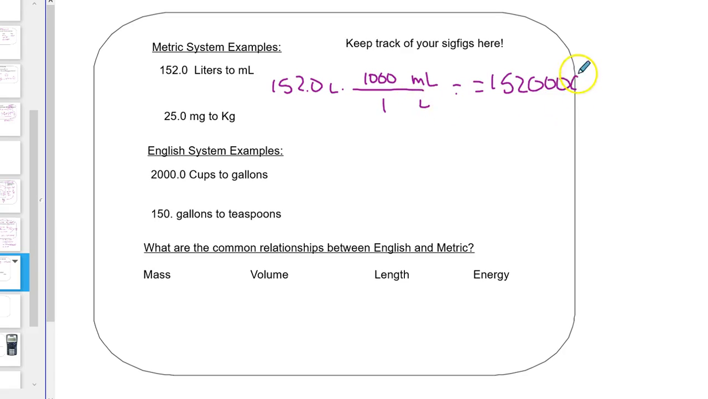Alright, I think I got that. That's liters. And I have 4 sig figs here. I have 4 sig figs here. I want 4 sig figs here. 1.520 E. Alright, so I'll move this all the way to the end. 1, 2, 3, 4, 5. E to the 5th. Okay. Double check your math on that.